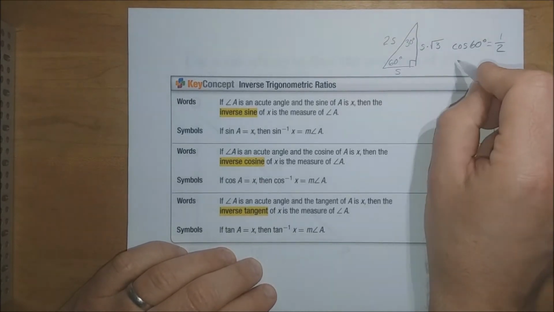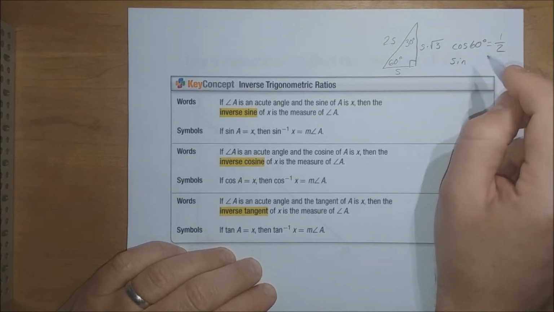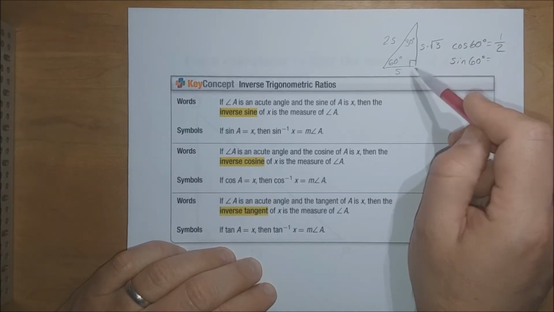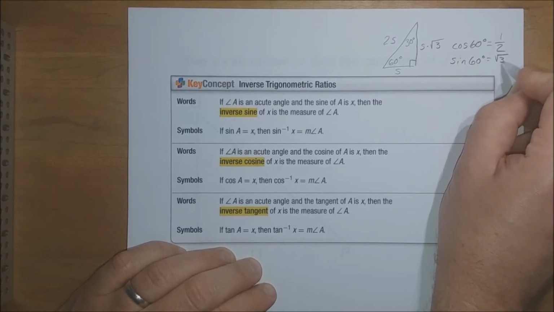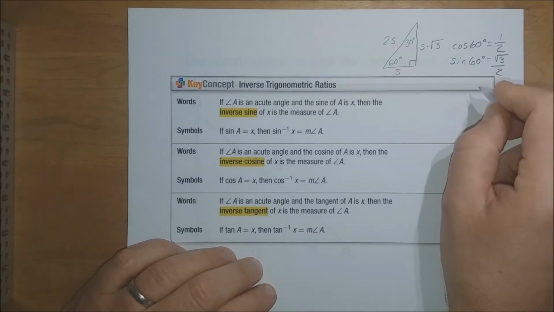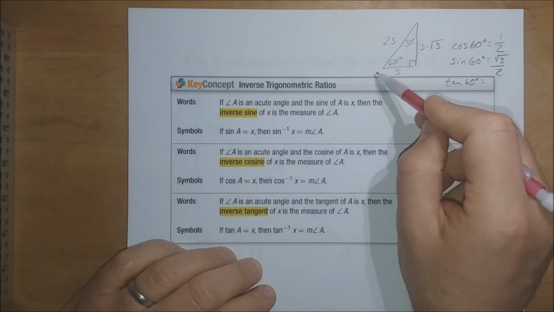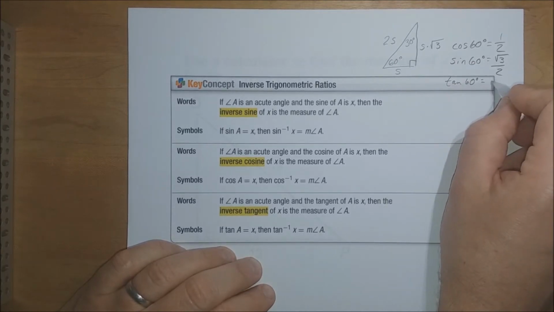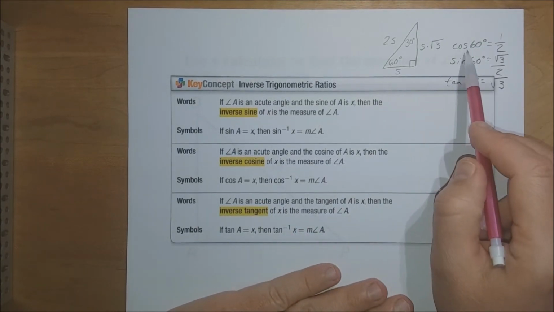Okay, and we could also take the sine of 60 degrees. And sine is opposite over hypotenuse, so this was S square root of 3 over 2S, which simplifies to the square root of 3 over 2. And we were also able to find that the tangent of 60 degrees is opposite over adjacent, so it was S square root of 3 over S, which simplified to the square root of 3.